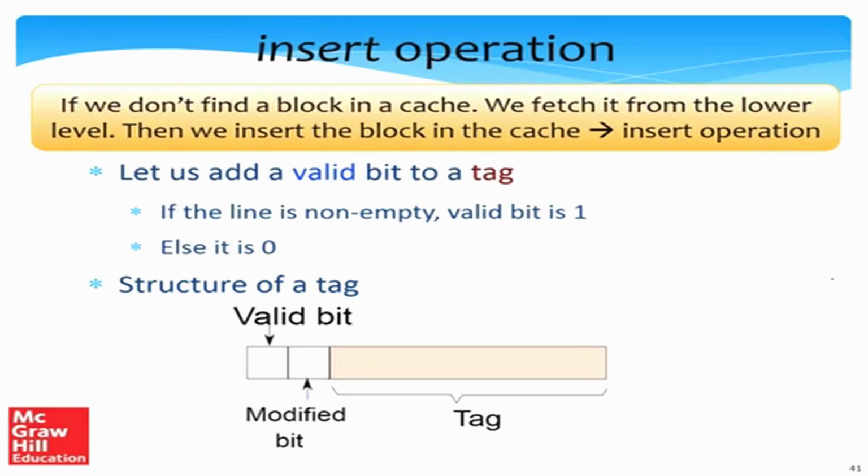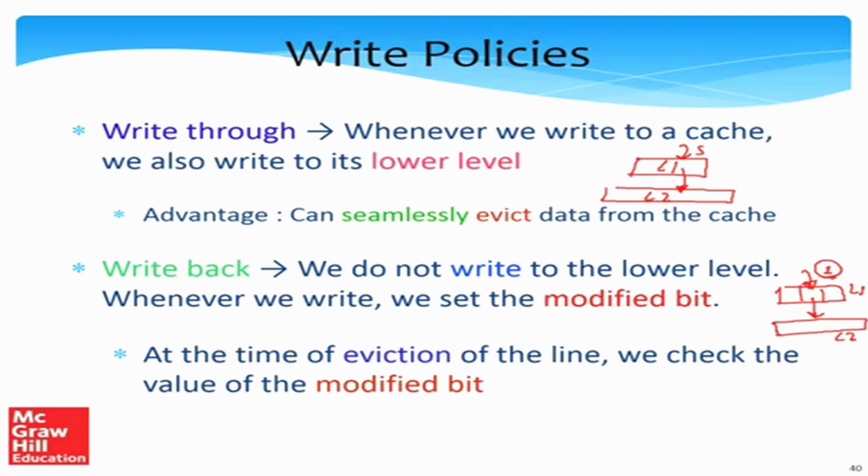Okay. So after write back and write through, what is the trade-off? Actually, let me just go back one slide. The trade-off is that write through has far more traffic at the lower level, but evictions are cheap. Write back, the advantage is that traffic at the lower level is low, but evictions are expensive.